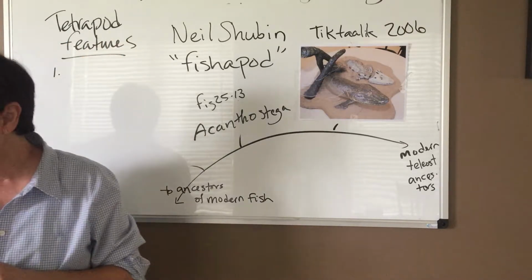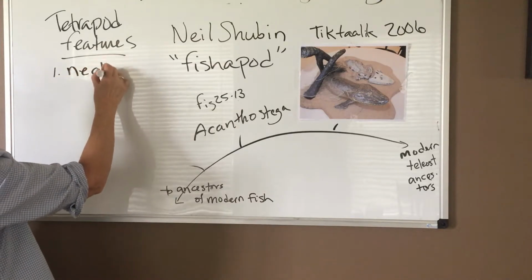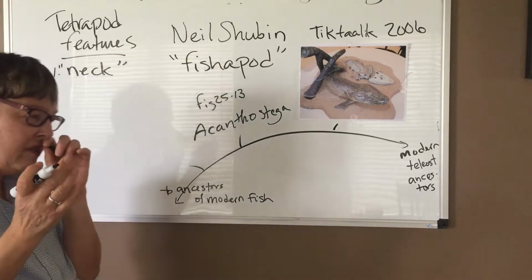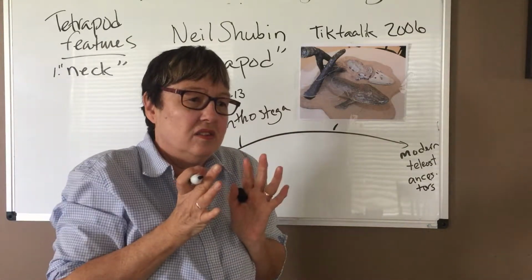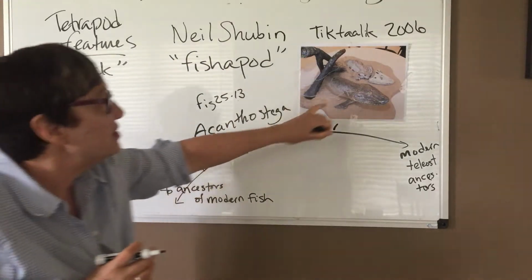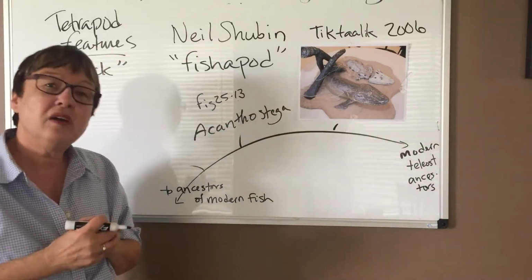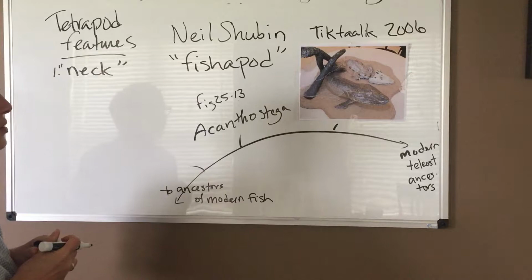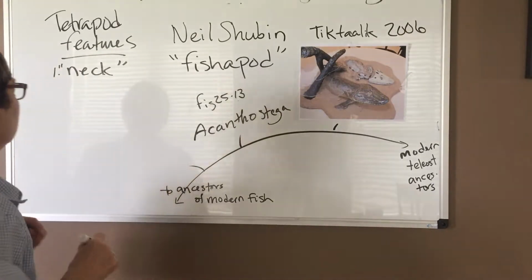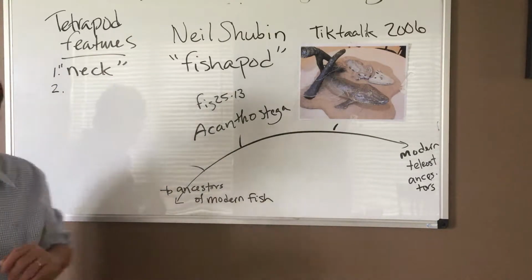So number one, it actually has a neck. So in a fish, obviously the head is rigidly joined to the rest of the body. In the case of Tiktaalik and as we go up the scale of the vertebrates, we tend to have a more mobile head that can move relative to the rest of the trunk. So we see that in Tiktaalik.